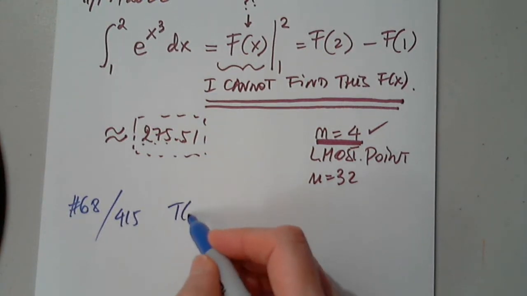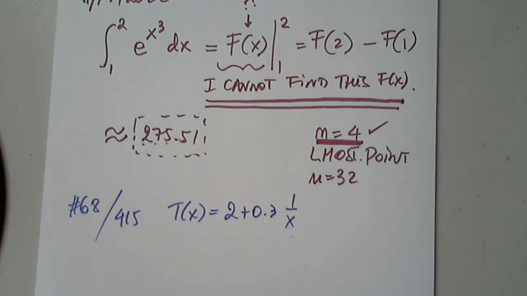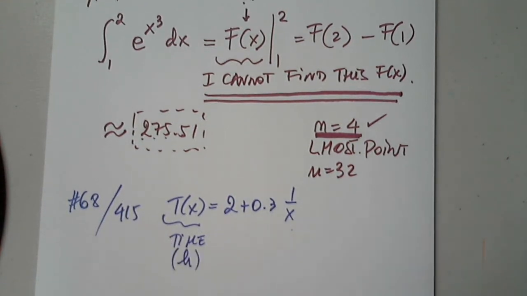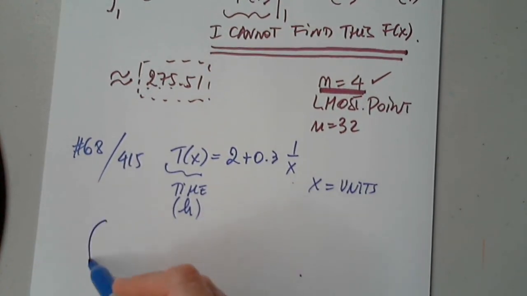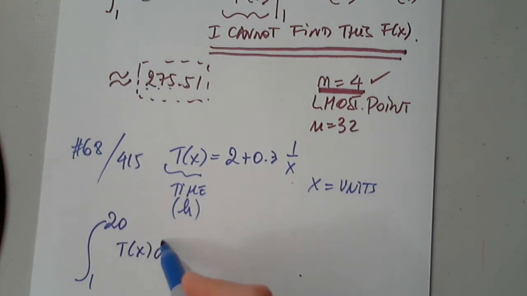Okay, so we are given the function T of x, 2 plus 0.3 over x, where T is the time in hours required to produce the xth unit. Use this information for the exercise. Find the total time required for a worker to produce units 1 through 20. So we have the integral from 1 to 20 of T of x dx.